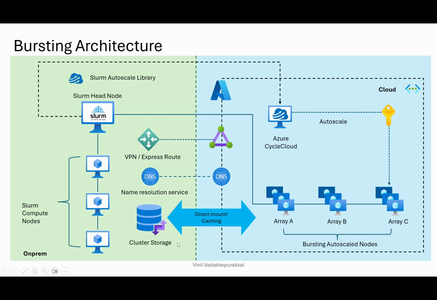And also we will have cluster storage which can be accessed from both sides. In this case, for demonstration, I'm going to create a standard NFS server on top of the Slurm scheduler and mount it across to the autoscale nodes. This is a quick review of the architecture.